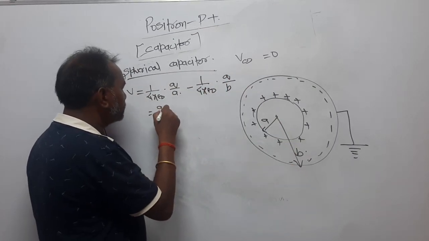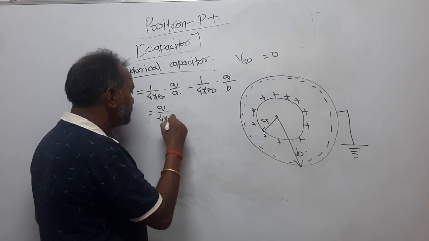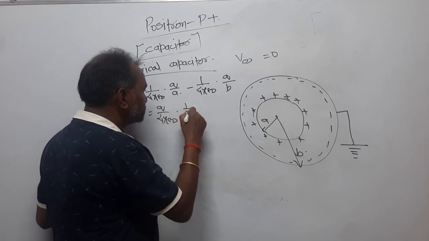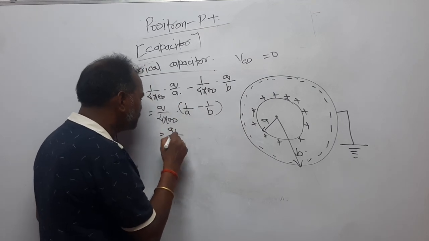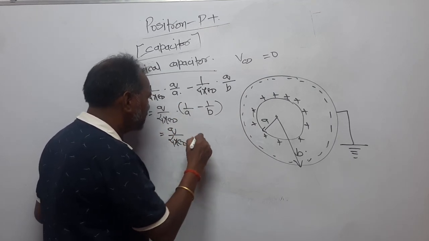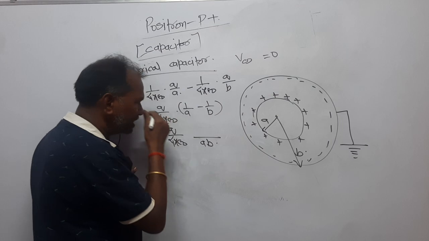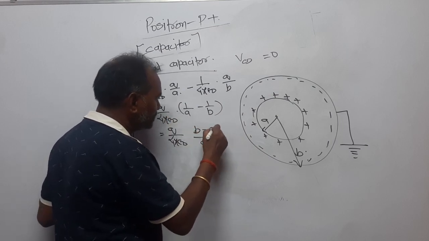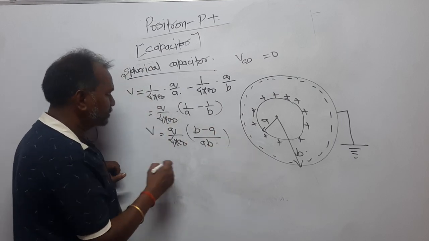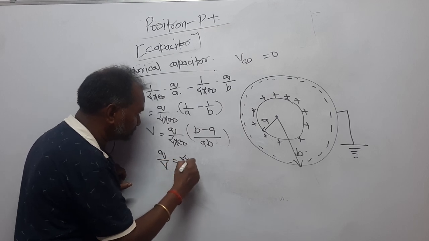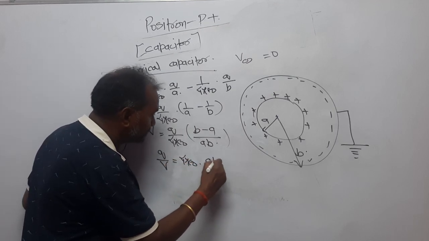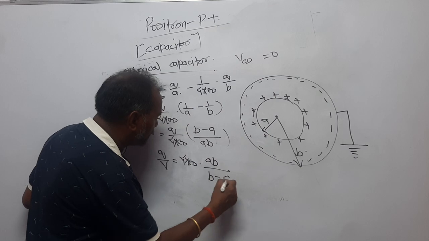So what I have done, q upon 4 pi epsilon I have taken out. So it works out to be 1 upon a minus 1 upon b. Very simple. ab is the LCM, so it turns out to be b minus a. V is equal to this, or you can write V is equal to Q upon 4 pi epsilon naught ab upon b minus a.